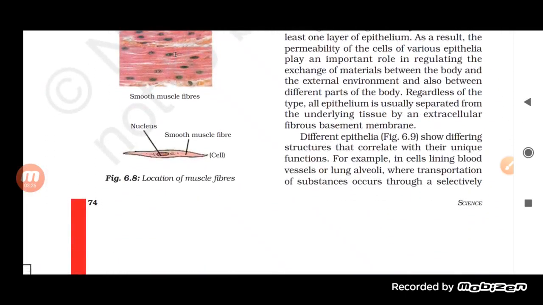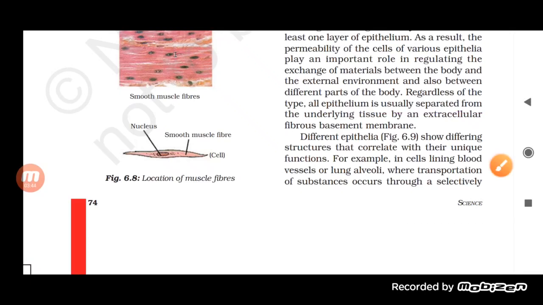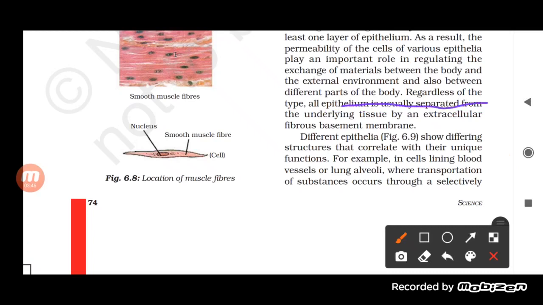Now there are different epithelial tissues also, students. There is a very important thing that we must know about the epithelial tissue: all the epithelium, no matter what type of epithelial tissue it is, is usually separated from the underlying tissue by an extracellular fibrous basement membrane. So there is a proper basement membrane where the epithelial tissue lies.